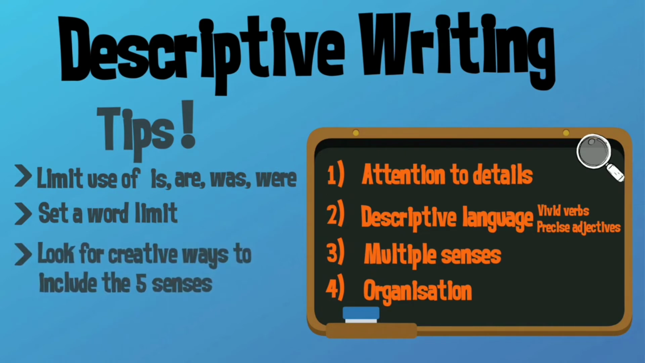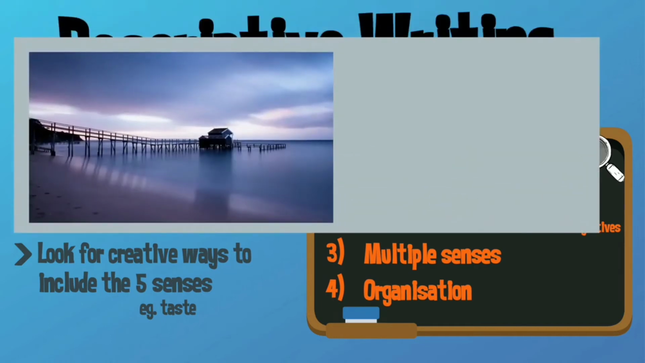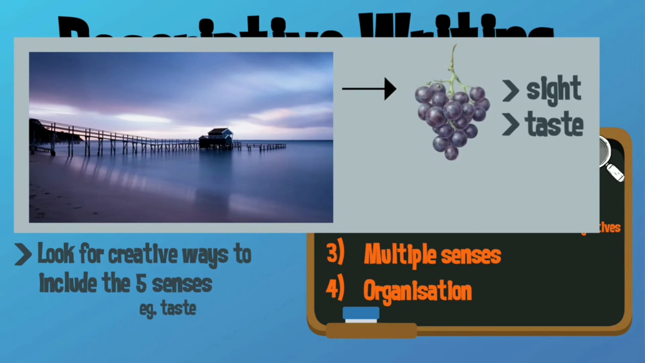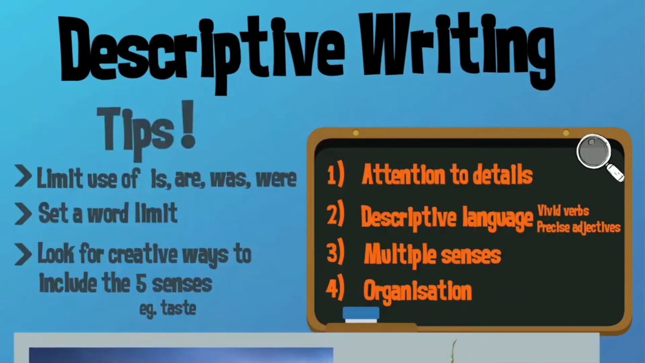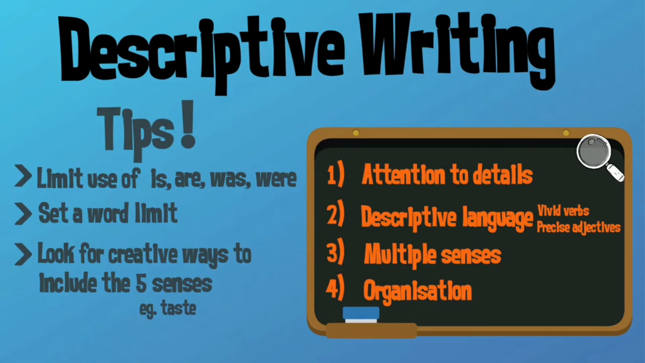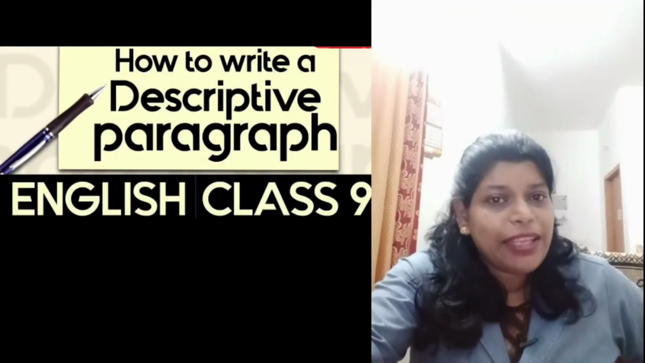Number three, play around with creative ways to include the five senses. Sometimes it can be tricky to include taste, for example, but perhaps you could use words which evoke a taste to describe other aspects. For example, in our descriptive writing about the beach, we could have likened the color of the clouds to grapes. Not only could we have described the color, we could have cleverly included the sense of taste at the same time. Now let's see how to describe people.